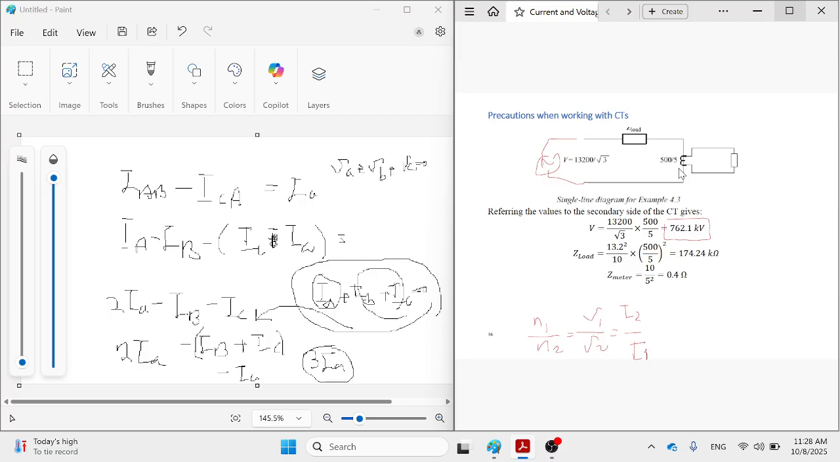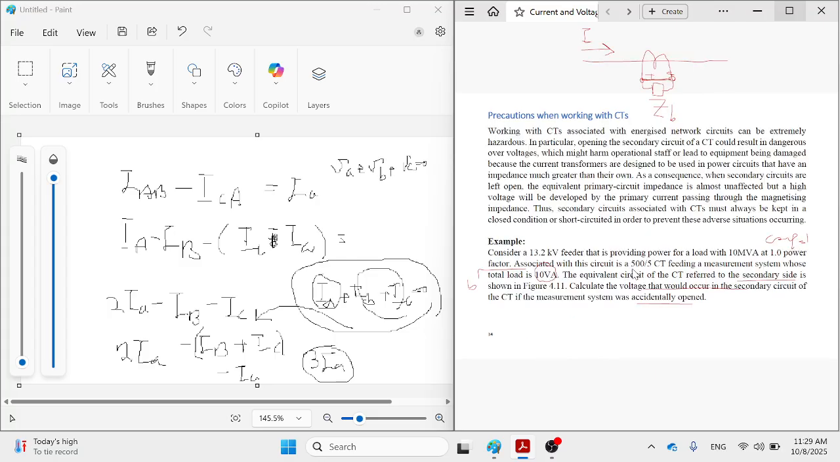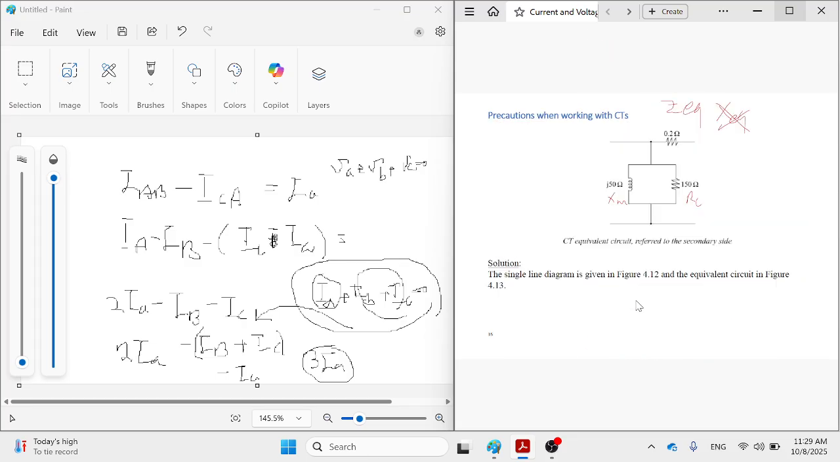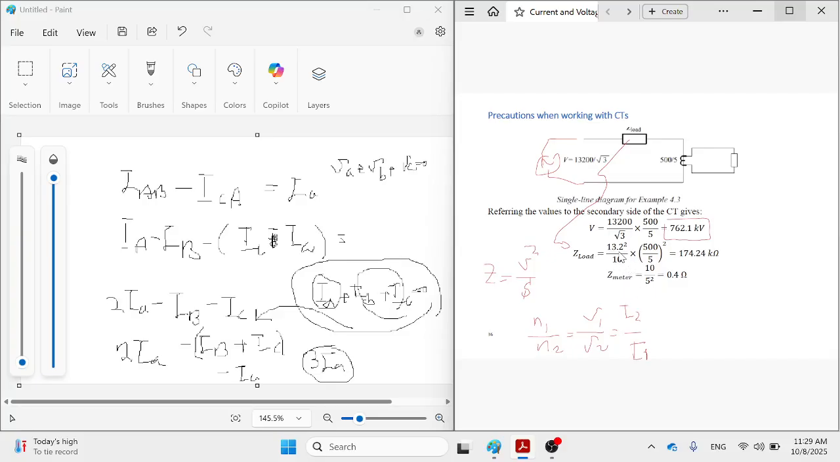So I think this gives you the understanding of what happened here and why in this example we increase the voltage at this side. Then Z load, which is the load impedance, if you can remember that the system Z, when we were calculating Z, was V squared over S, this formula which I used for the per unit for the transformer. So V squared, which is 13.2 squared, divided by 10. And what is 10? 10 is the load, here 10 megavolt amp.